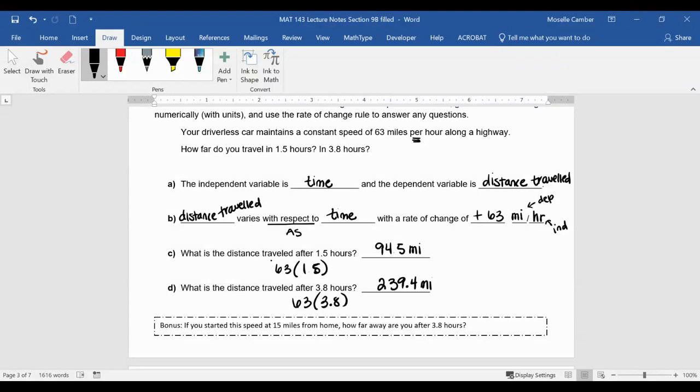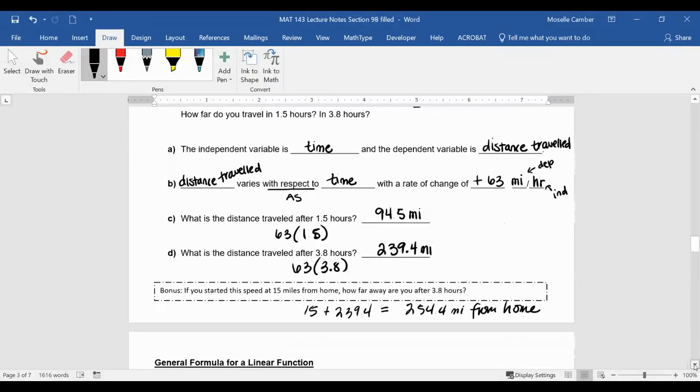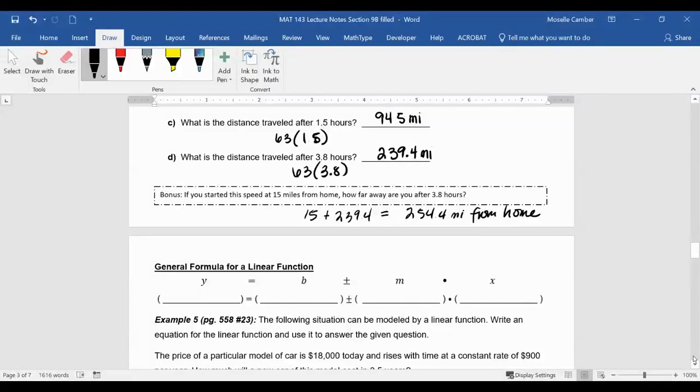Well, when we started at 63, I was 15 miles from home. And then at 63 miles per hour, I traveled this 239.4 miles. So if I add that on, that would tell me how far I've traveled total, right? So that would be 254.4 miles. And that, in essence, is all we're doing for linear equations, linear modeling. We are taking where we start and then how much we've changed.